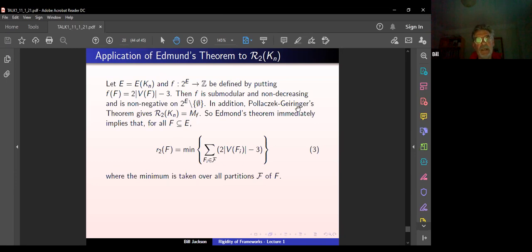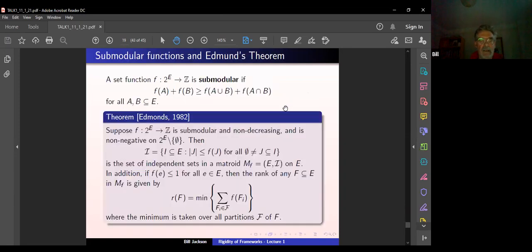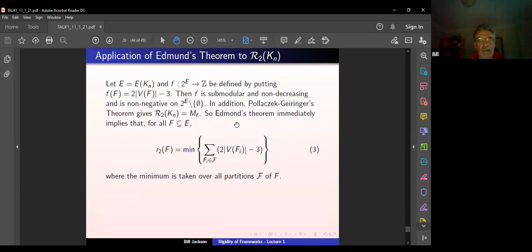And now Pollaczek-Geiringer's characterization of independence in the 2-dimensional rigidity matroid tells us that the 2-dimensional rigidity matroid is actually the matroid induced by this function f. It tells us exactly what it means for a set of edges, or a subgraph of Kn, to be independent. And it turns out that it's actually this. This is the condition for independence in the rigidity matroid. So the matroid induced by f is the 2-dimensional rigidity matroid. And so Edmonds' theorem immediately gives this rank formula.